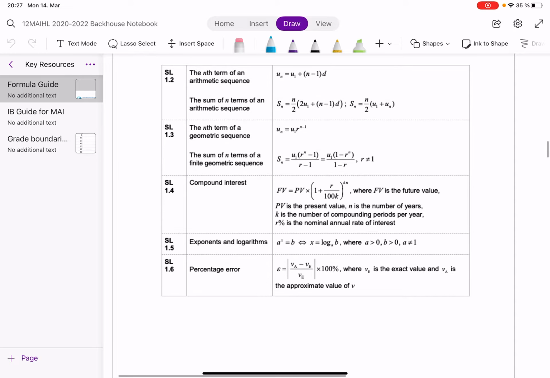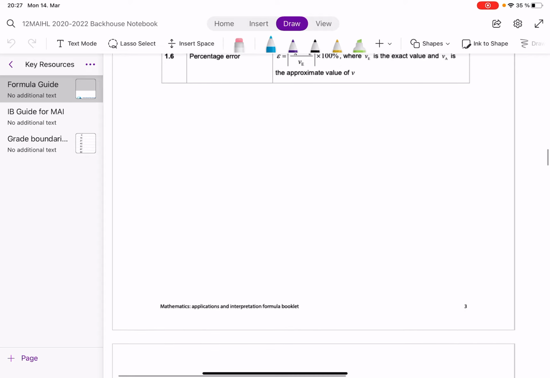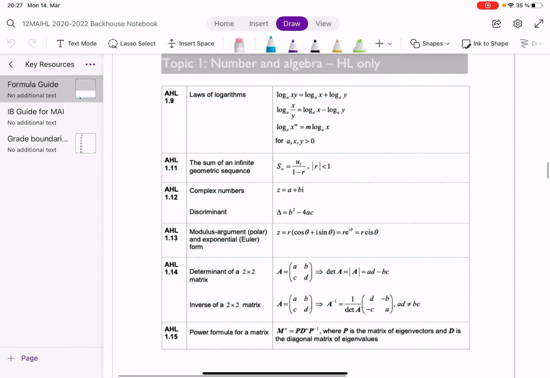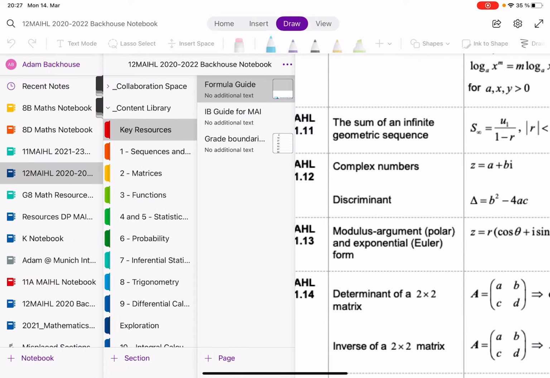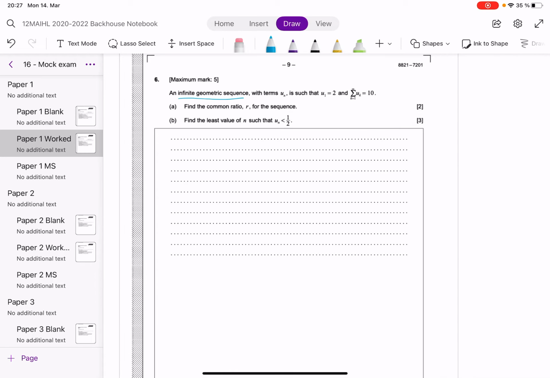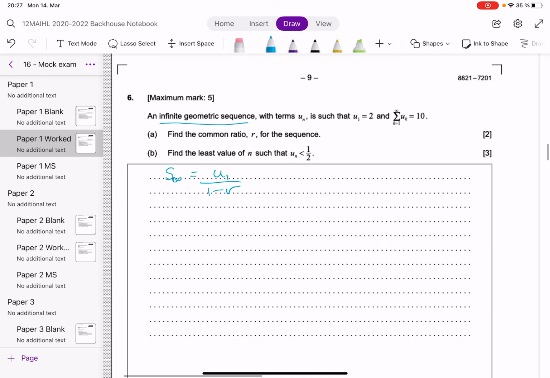Okay, we've got geometric series, but it's an infinite one, so we need to look in the HL only section. There we go. So sum to infinity is u1 over 1 minus r. Let's write that down. Sum to infinity equals u1 over 1 minus r. It's such that u1 equals 2. Oh, well, that's good. So we know what that is.